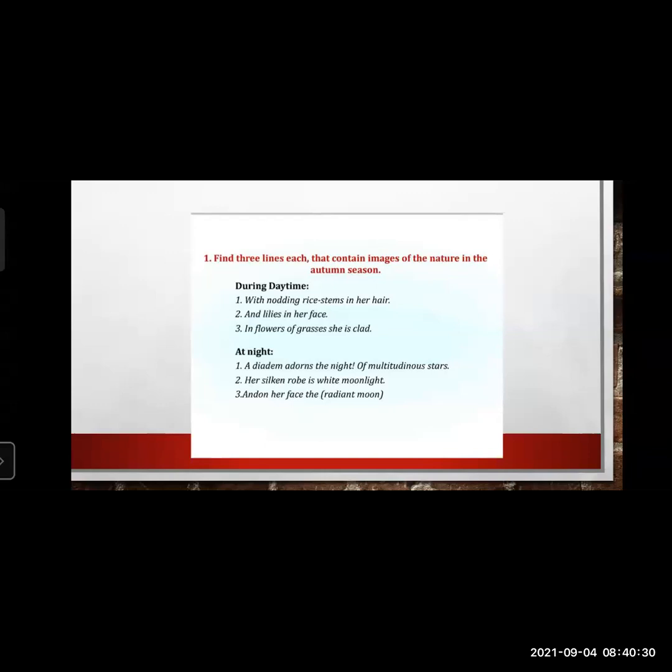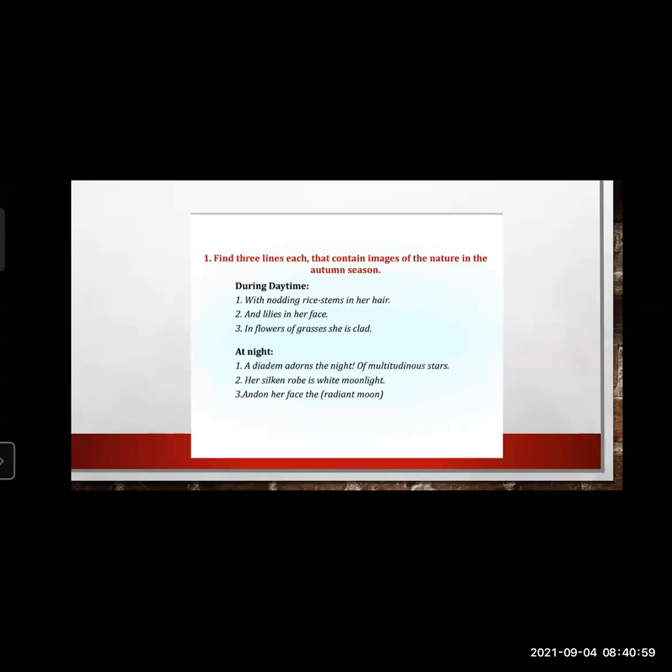Now we have to see the images of the night time which are used by the poet in the poem. First one, a diadem adorns at night of multitudinous stars. The crown which is worn by the autumn at night time, and which is decorated by multitudinous stars. Second one, her silken robe is white moonlight. The gown she has worn, which is beautified by the white moonlight.